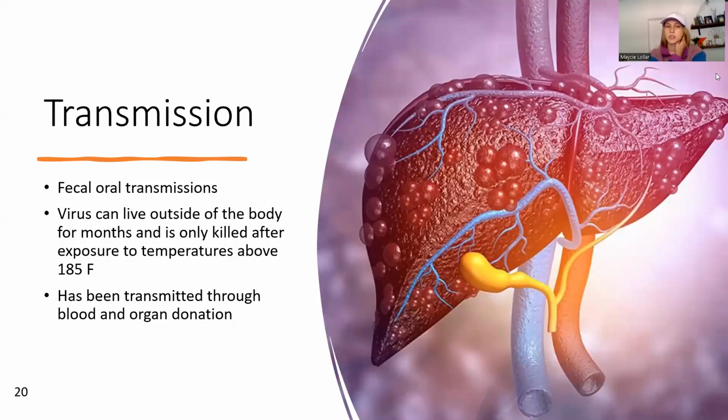So next we have transmission. HAV is transmitted through fecal-oral routes, but also the virus can live outside of the body for months, and it is only killed after it's exposed to temperatures that are above 185 degrees Fahrenheit. So it can be transmitted through contact with fomites and then introduction through the mouth. And HAV has also been known to be transmitted through blood and through organ donation.